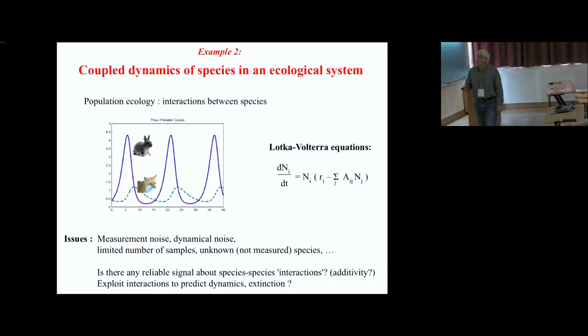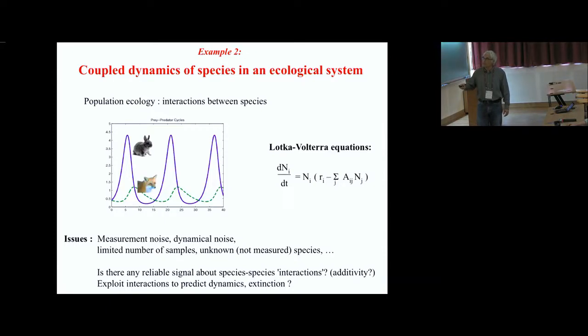Another example, which is some kind of historical example at the beginning of the 20th century, is population ecology, interaction between species. So you may observe, for instance, or measure the populations of different animals. Here it's a very simple example of a prey, rabbits, and a predator, fox.